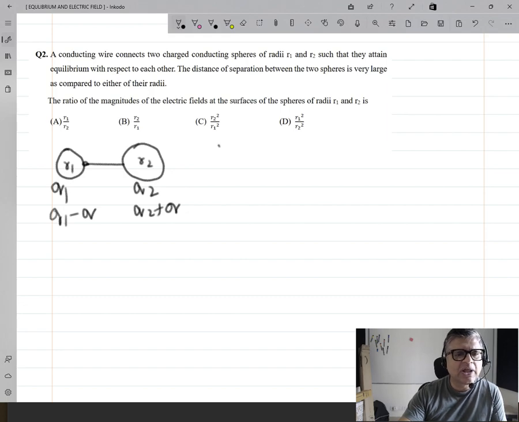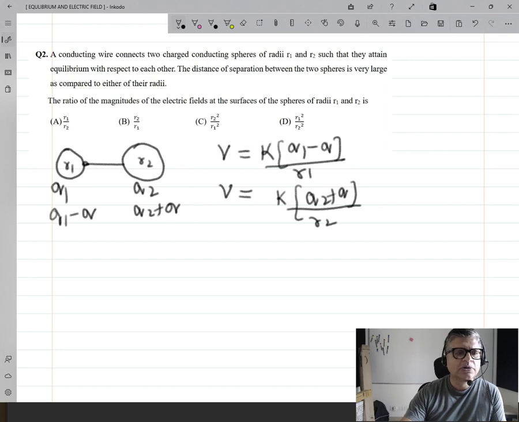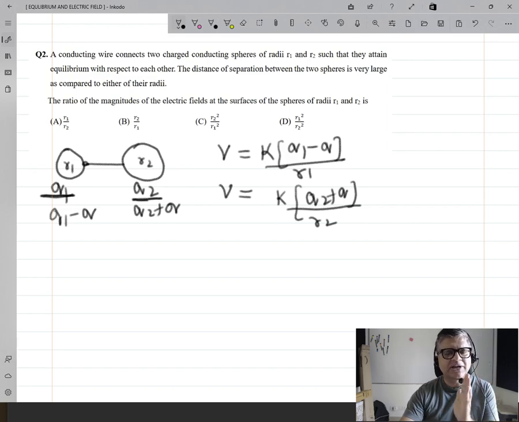So the potential on the first one is given by K times the charge on it, K(Q1 minus Q) divided by R1, and the potential on the second sphere, whose total charge is now Q2 plus Q, is K(Q2 plus Q) divided by R2. So this has lost a charge Q, and this has gained a charge Q. After some time, this movement of charges stops and they attain equipotential. Now the potentials have become equal, and no further movement of charge is possible. This is the way you need to interpret it.